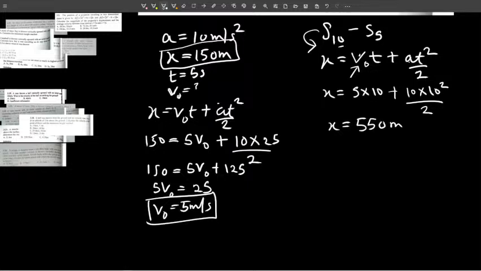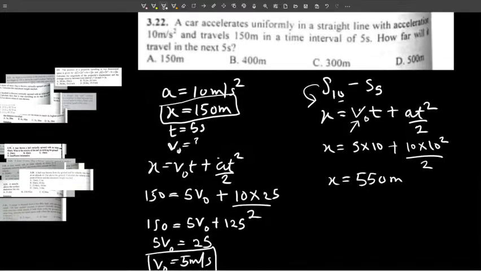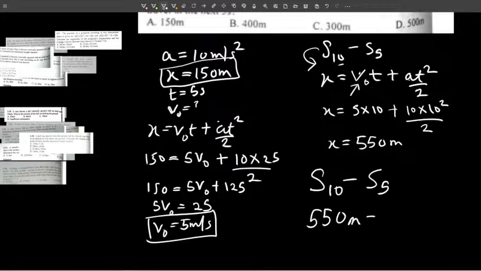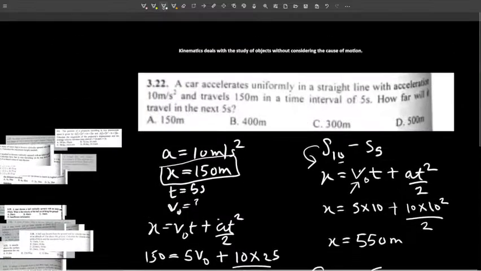Now don't get confused. That is not the answer. I said distance traveled in the next five. So distance traveled in the next five is distance traveled in 10 seconds minus distance traveled in what? In 5 seconds. That will give me 550 meters minus 150 meters. So our answer here should be 400 meters. Let's see the options.